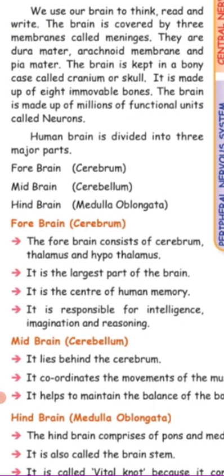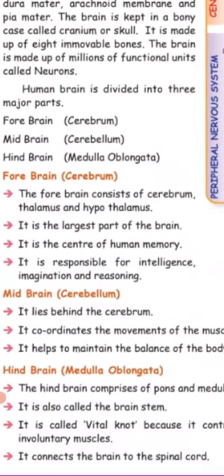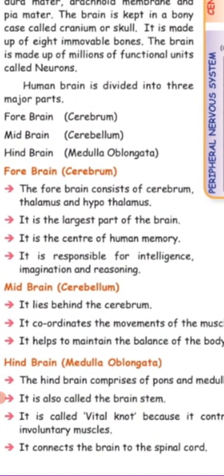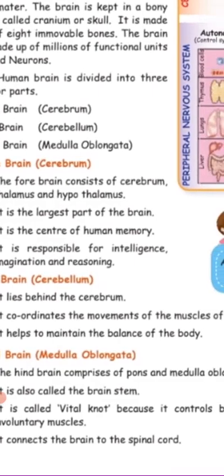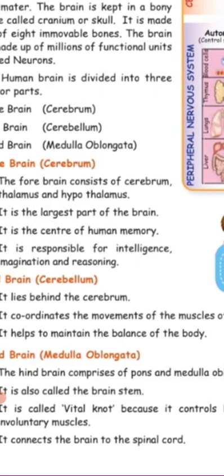So the midbrain lies behind the cerebrum. Clear, ma'am? So what does it do? It coordinates the movements of the muscles of the body. There are many movements inside our body, and different parts have different movements. So for coordinating that, the midbrain is there. It helps to maintain the balance of the body.